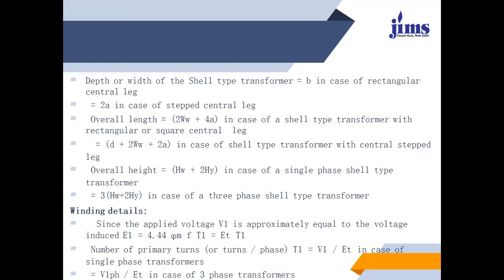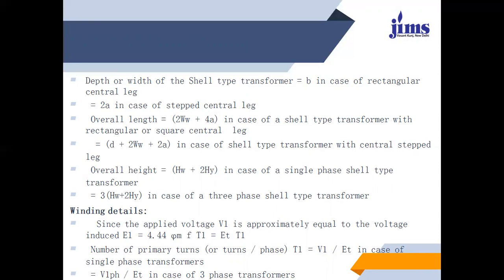So these are the details. Next, the overall height is HW plus twice HY in case of a single phase shell type transformer, and three times HW plus twice HY in case of a three phase shell type transformer.